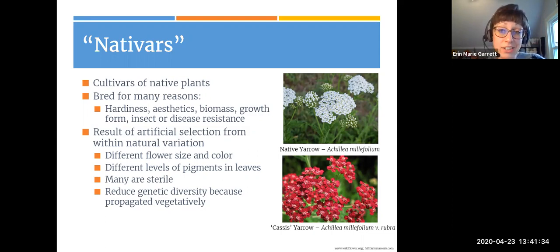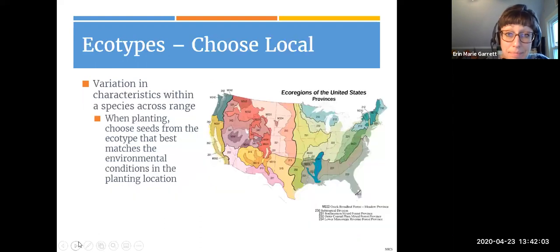If we change something that has to do with the leaves, maybe the pigments in the leaves, we can potentially make them unpalatable to our leaf-eating insects, okay? Many of those cultivars are sterile, so they're not gonna produce seeds to provide a food source for birds and other wildlife. And overall, we can start to reduce our genetic diversity. So if we're looking at picking between a nativar and the true wild type native, we wanna go and try to find that true wild type native if we can.